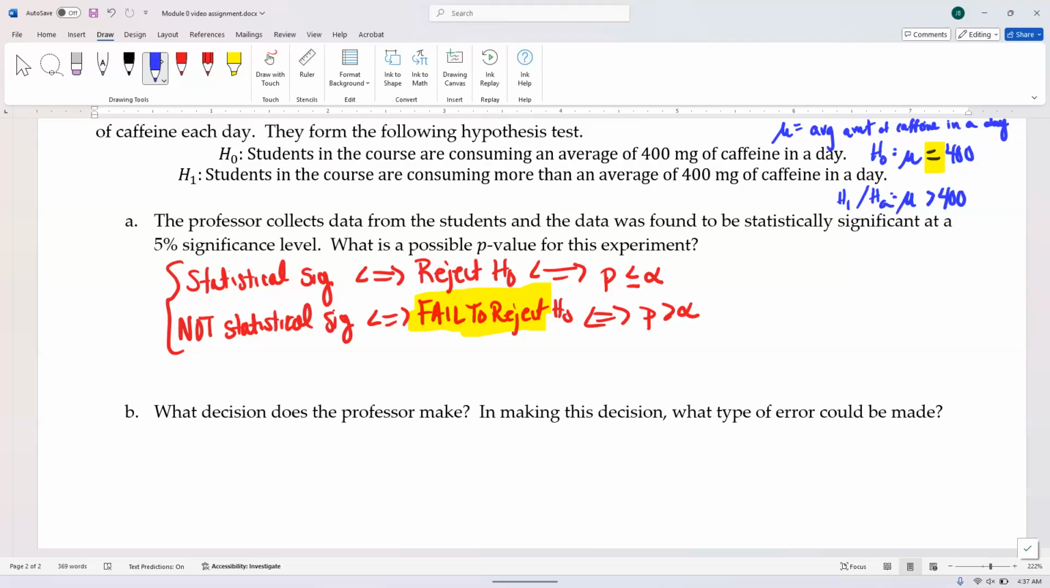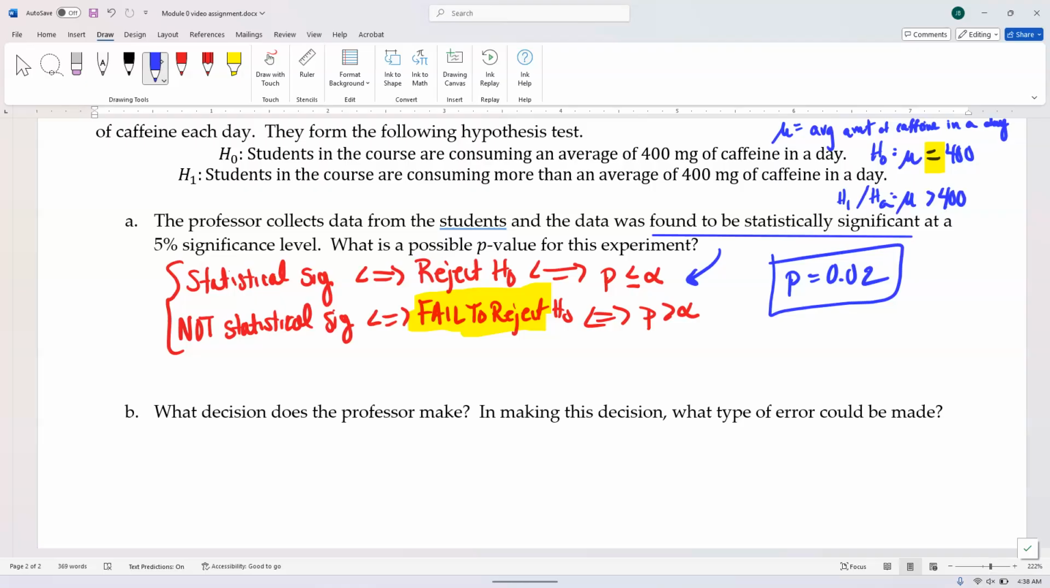Now, that aside, we have these two things, right? And so what were we even being asked? Oh, what's the possible p-value? Okay, so found to be statistically significant, right? So then at a 5% significance level, the p-value that I need to report needs to be less than or equal to alpha. So literally anything that's less than 5%. So I might say p is 0.02. Sure. Many answers, but anything that's less than 5% would be just fine here.